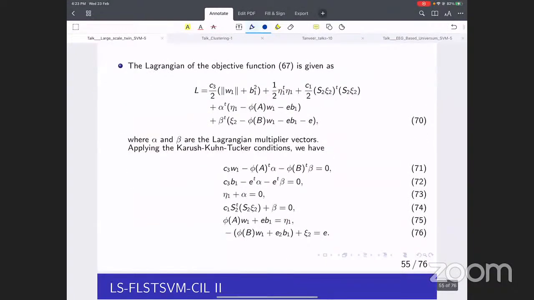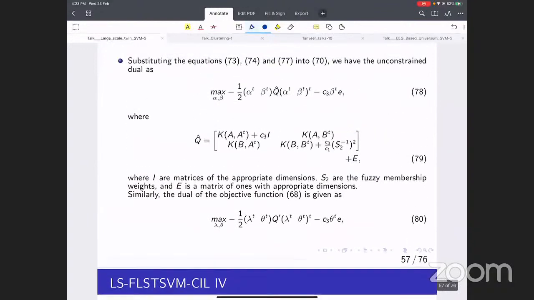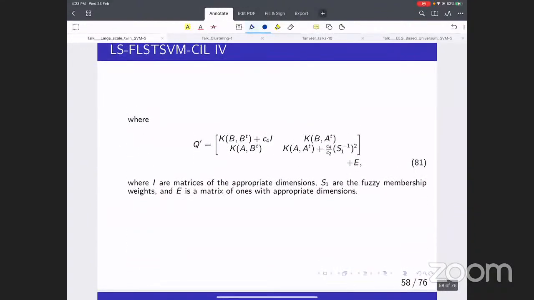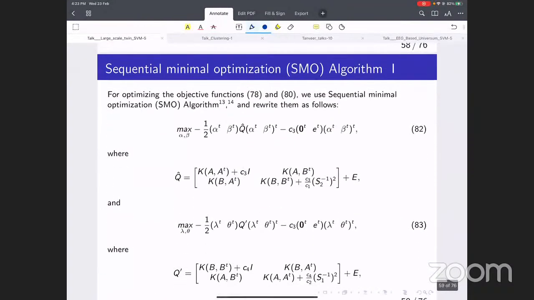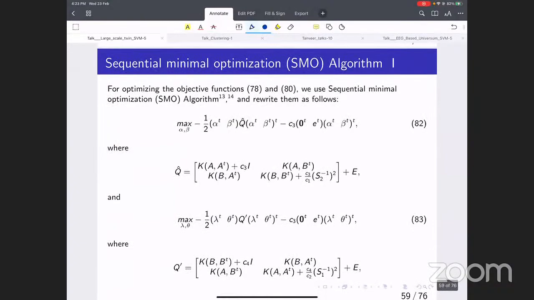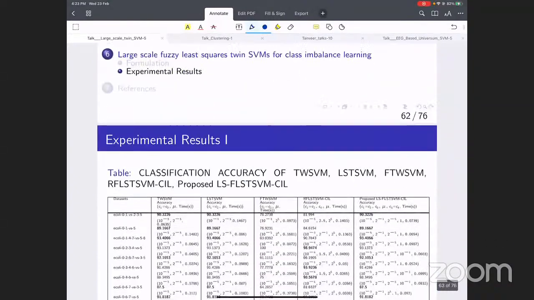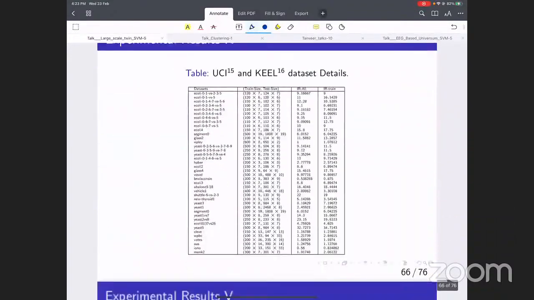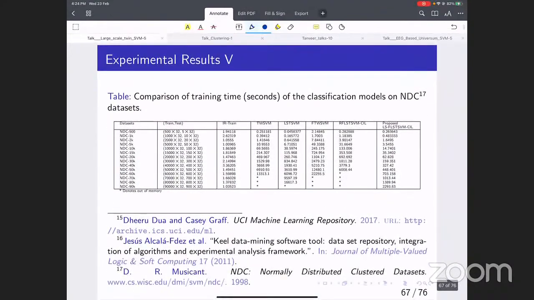So when we solve this problem, you can see that all those issues are resolved for class imbalanced learning, invertibility issues, and all. We use the SMO algorithm for this one. And these are a few results. I think these are small size data, and these are the large scale data.